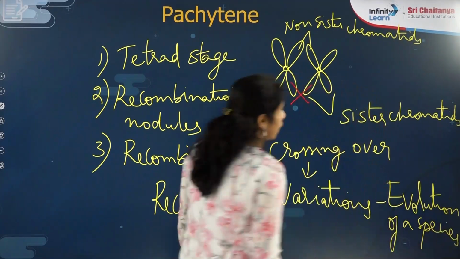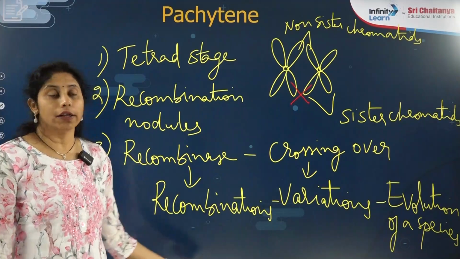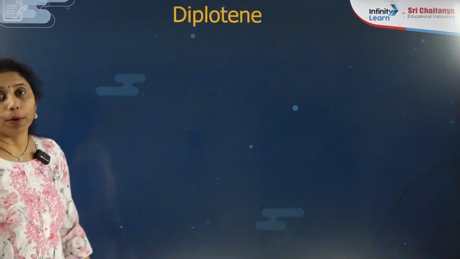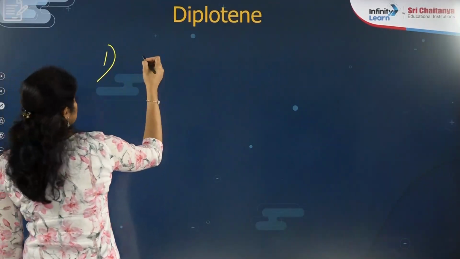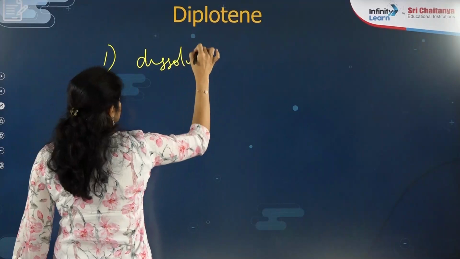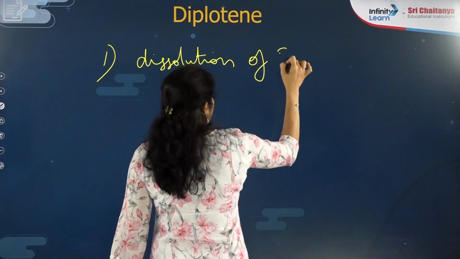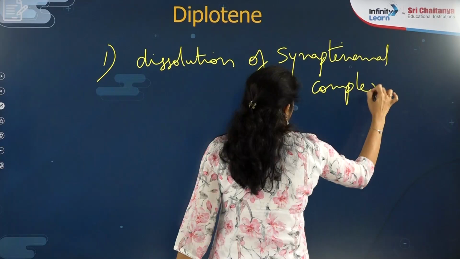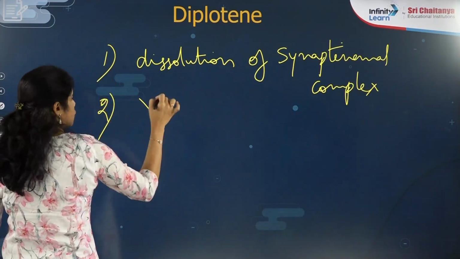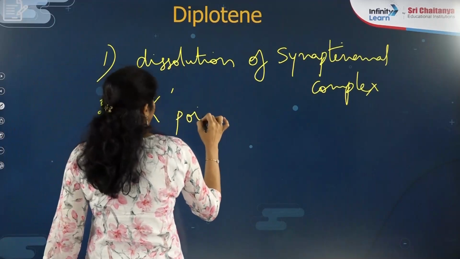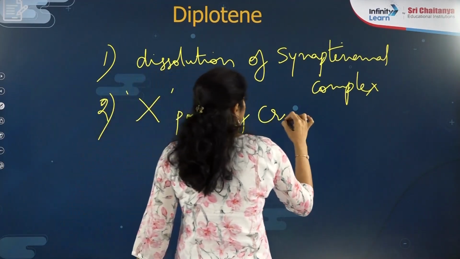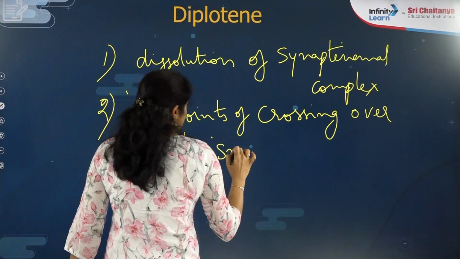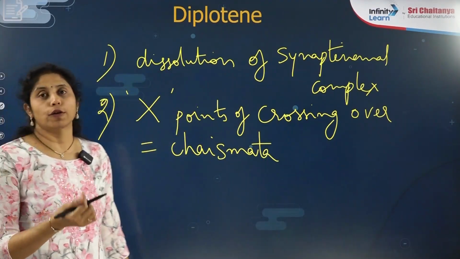So, the major event in prophase 1 will be the pachytene, where the crossing over occurs and it leads to reshuffling of genes, nothing but recombinations, and finally leads to the variations important for the evolution of a species. Next one, diplotene. Here, due to further condensation, dissolution of the synaptonemal complex occurs. And points of crossing over, X-shaped, are seen here. And they are called chiasmata. Chiasma singular, chiasmata plural. So, X-shaped points of crossing over are called chiasmata.